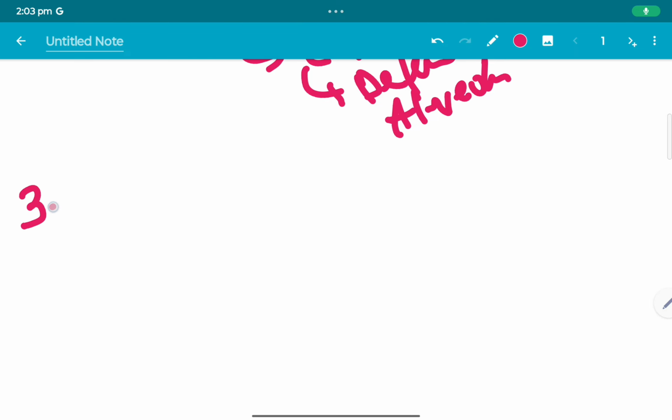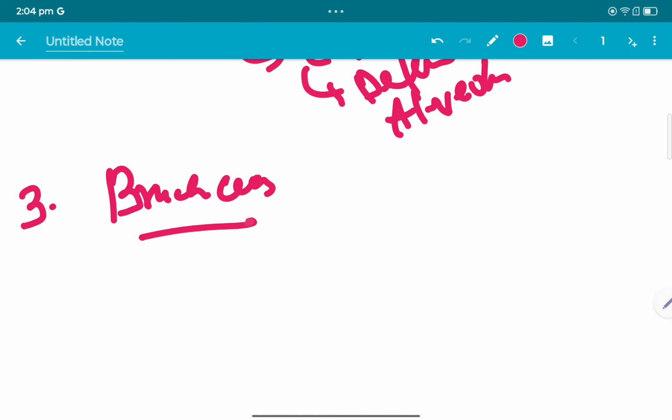We have this third pneumocyte cell present in the alveoli, called brush cells.